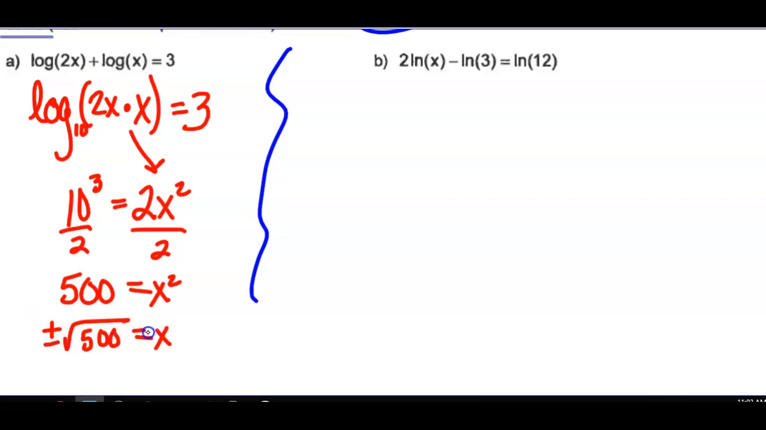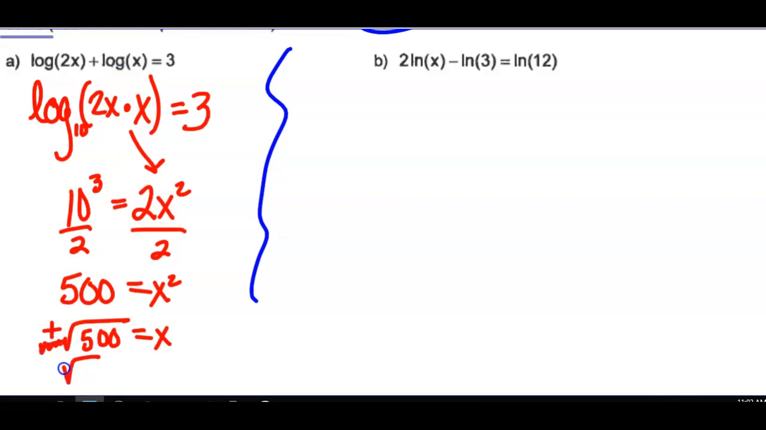I'm fine with a decimal, but I have a question. Can you put a negative in here? Remember, we can't take the log of a negative number. And here the log is just log of x. So I can't take the log of negative square root of 500. So I have to throw that one away.